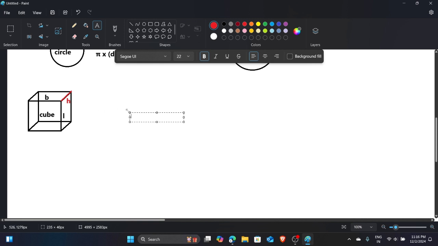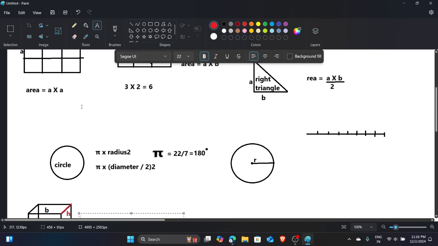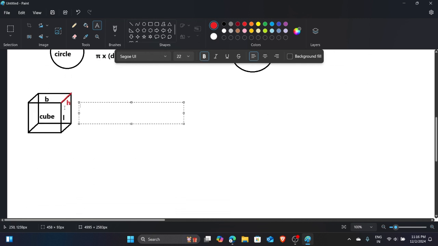But we have to calculate it with the formula of a square. So we can simply say that the cube is a combination of six squares. One is on this side, which is on our side, one is on the back side, one is on this side, one is on this side, one is on this side, one is on this side. So it is nothing but six into a into a. This is the area of the square.